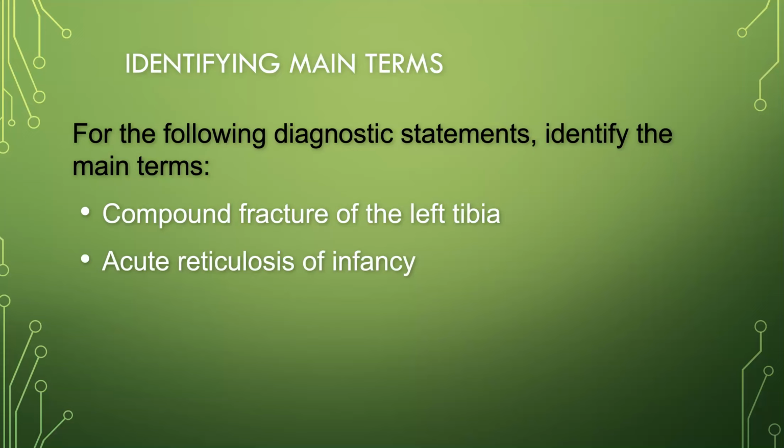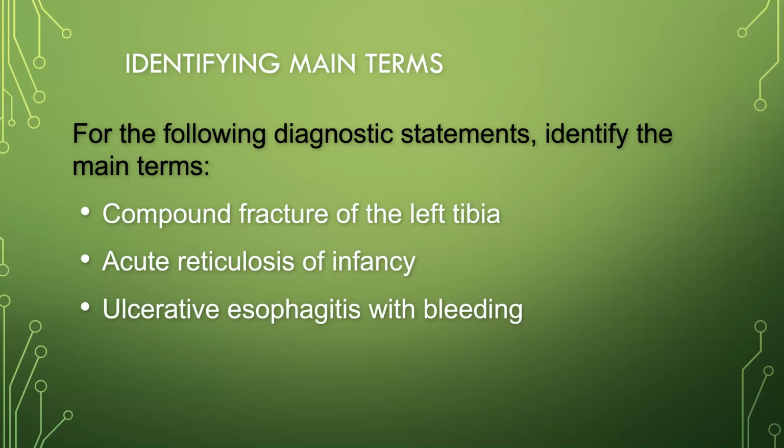All right, let's look at another one. How about acute reticulosis of infancy? So once again, pause this presentation and think about what would be the main term. What is the focus of treatment for this diagnostic statement? For this case, again, the focus would be the reticulosis, right? The acute is simply a descriptor of that diagnosis, and it's telling us it's happening in an infant. So reticulosis would be the focus of treatment.